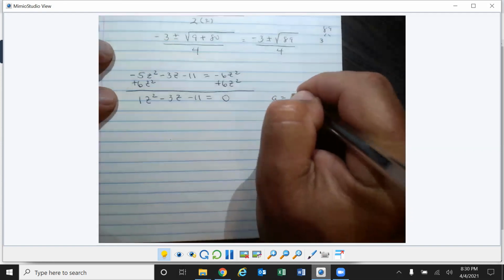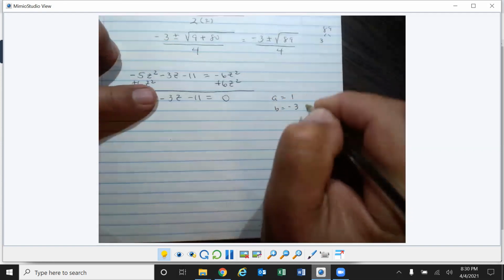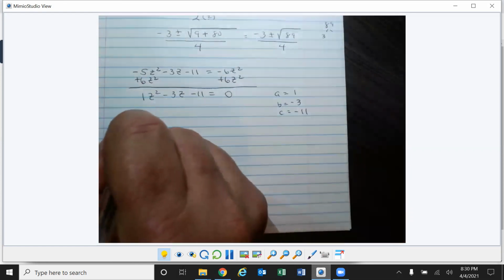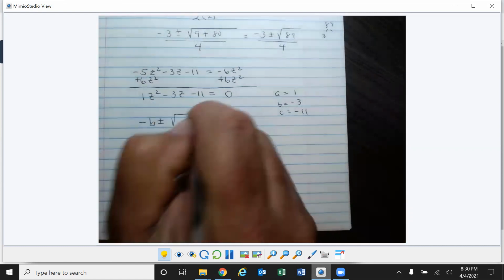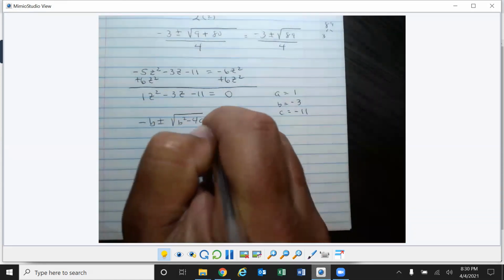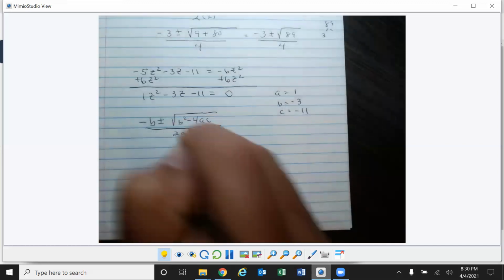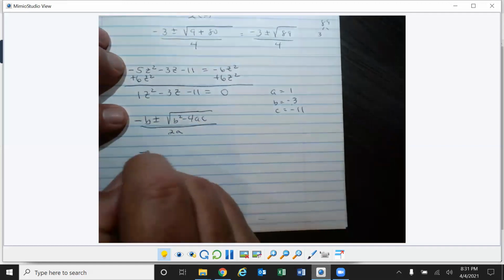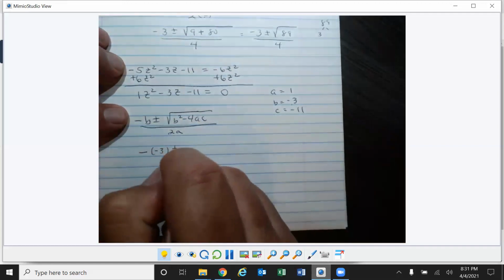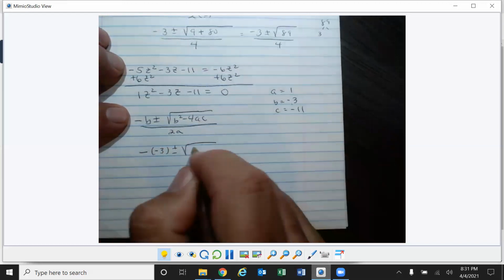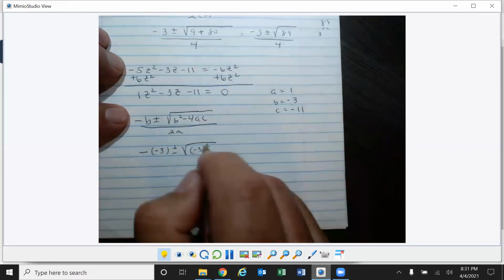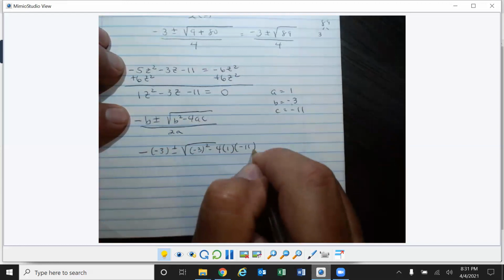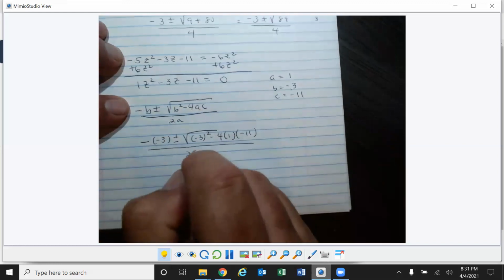So my a value is 1, my b value is negative 3, and my c value is negative 11. So put the quadratic formula in again: minus b plus or minus the square root of b squared minus 4ac, all over 2a. Here we're going to put everything in. The b is a negative 3, so watch out because it's a minus, and then the other one is a negative 3 plus or minus. My b is still a negative 3, but we're squaring the b, so we've got to square the negative with the b, so put it in parentheses. Then 1 and 11 for c, and all over 2 times 1.